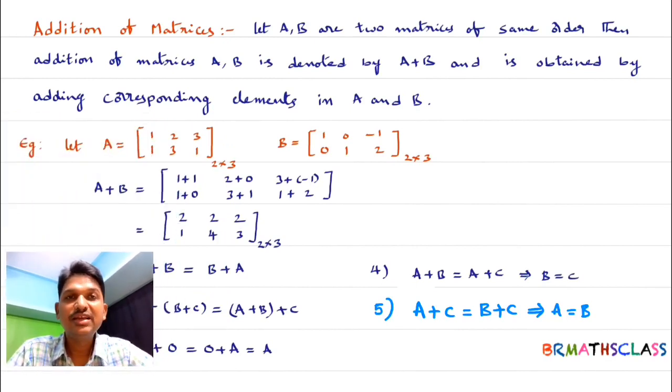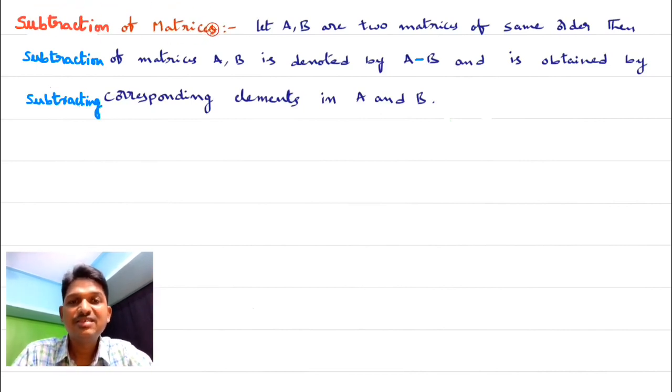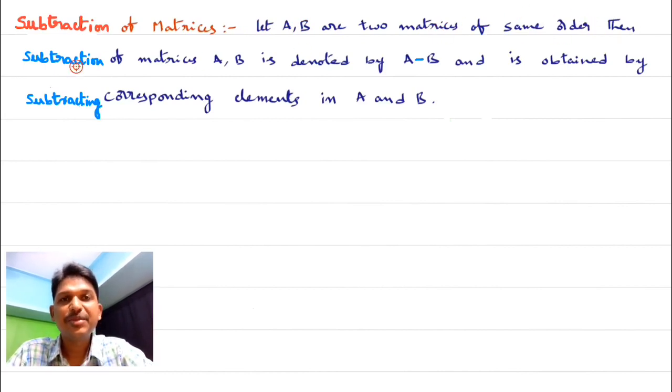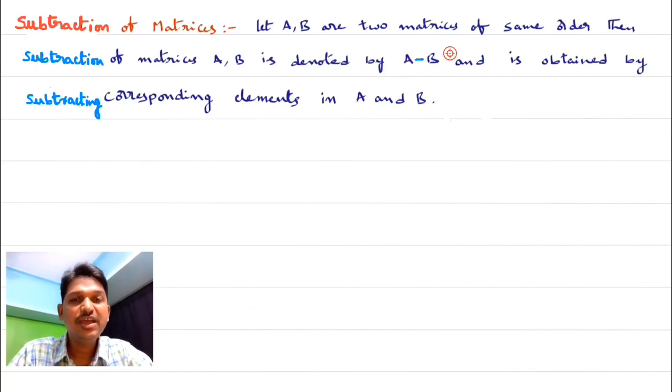Now we will learn subtraction of matrices. This is also known as difference of matrices. This definition is also similar to the last one. A comma B are two matrices of same order. They must be of same order. Then subtraction of matrices A comma B is denoted by A minus B and is obtained by subtracting corresponding elements in A and B. It is similar to the last definition only. Yes, it is an easy definition.